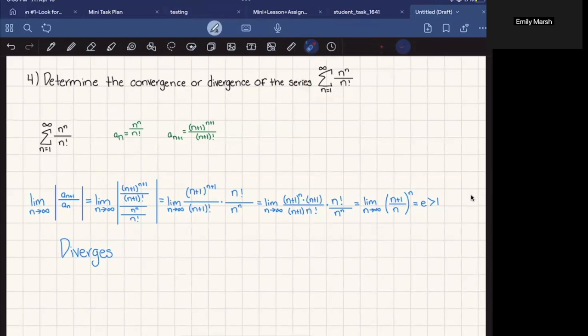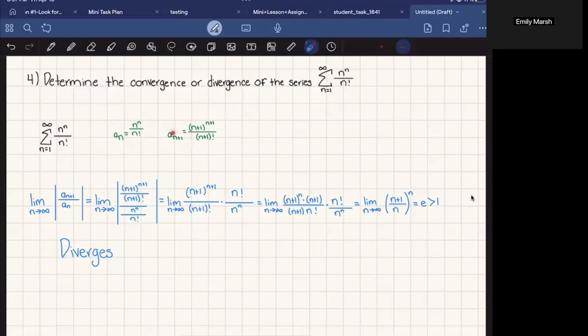The series is the summation when n equals 1 to infinity of n to the power of n divided by n factorial. First things first, when we're doing the ratio test, we are finding the limit as n approaches infinity of the absolute value of a sub n plus 1 divided by a sub n. So it's important to identify our a sub n and our a sub n plus 1. A sub n is always just going to be our series, n to the power of n divided by n factorial.